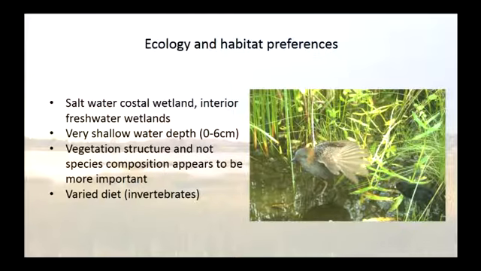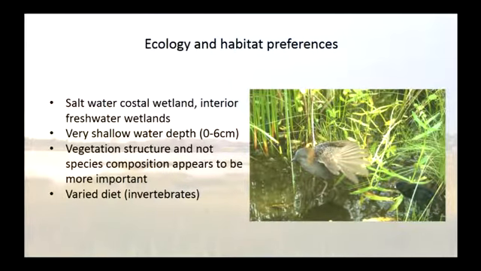They are actually pretty specialist in their habitat preferences. So they'll live in saltwater or interior freshwater wetlands, but they really require very, very shallow wetlands. Something like 0 to 6 centimeters of water is all they can tolerate, because they're pretty small, as I showed you. And so they like to have these very shallowly flooded wetlands where they lay their eggs. They build nests in the reeds, and then they forage throughout them.